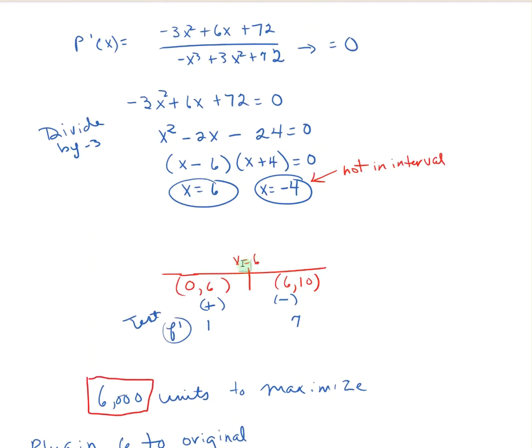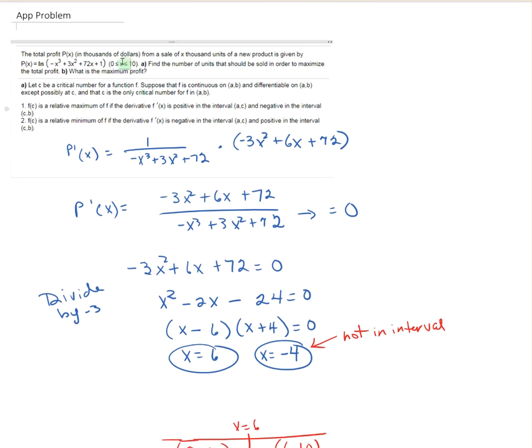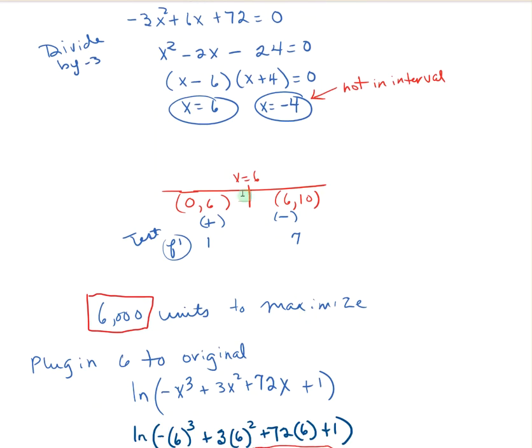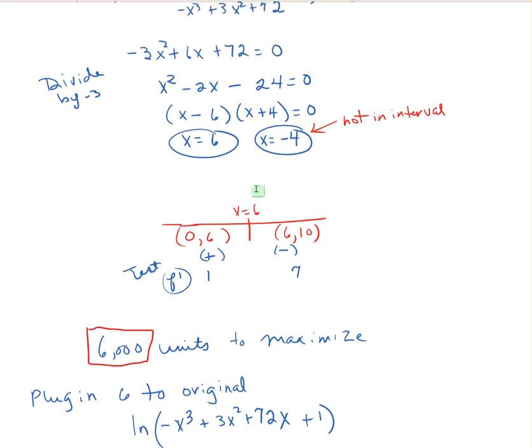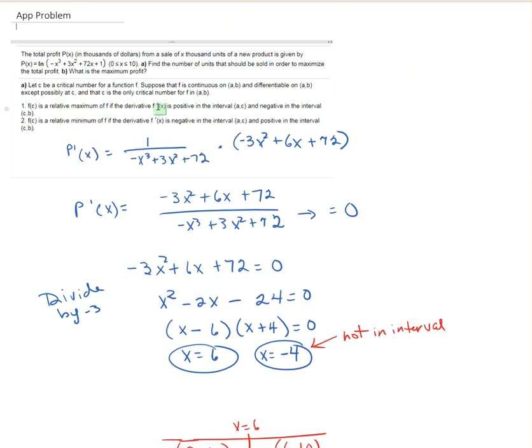So we have x is 6, and it can only be 0 to 6 or 6 to 10. That's our restrictions right here. All right, so we have x is 6. This interval is 0 to 6. This interval is 6 to 10. So we're going to try f prime of 1, f prime of 7. We get a positive number here, a negative number here. So this is a max. So 6 is the critical number.